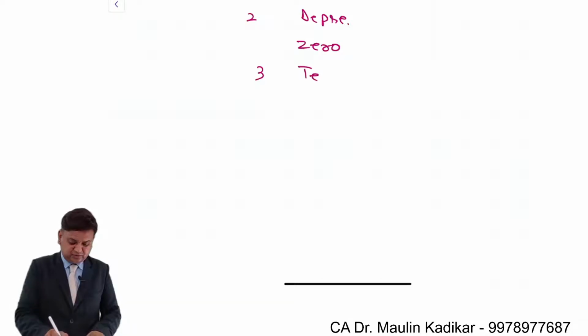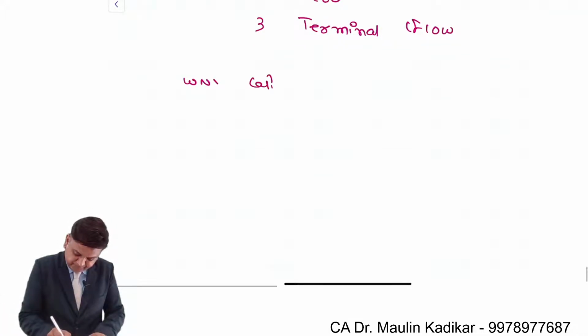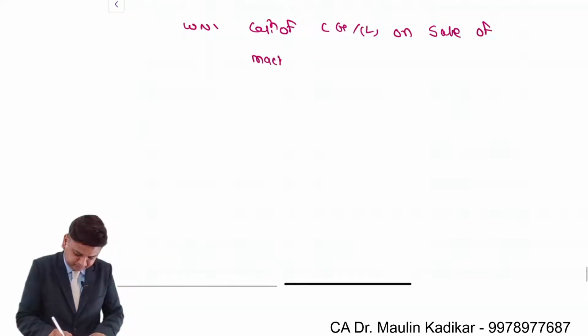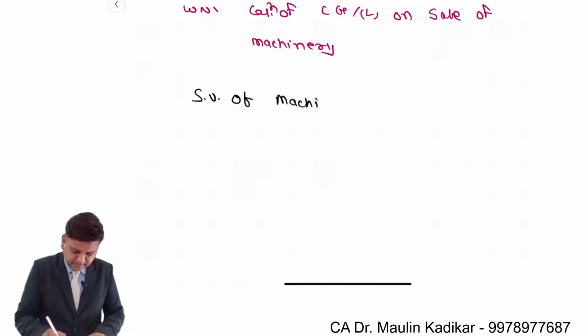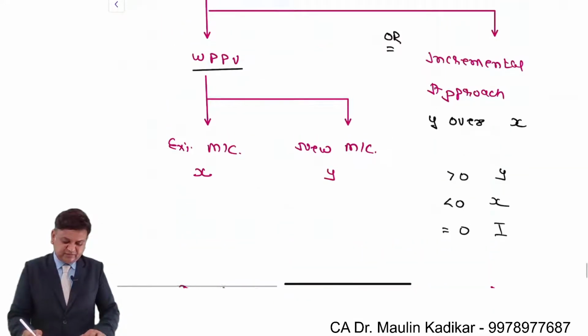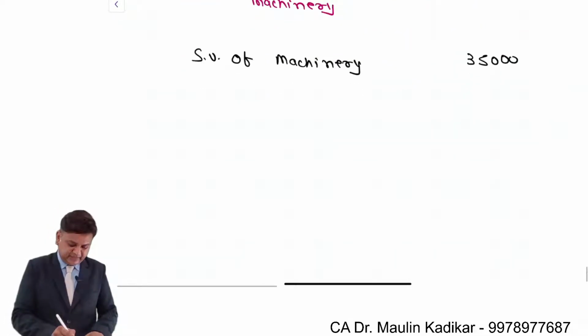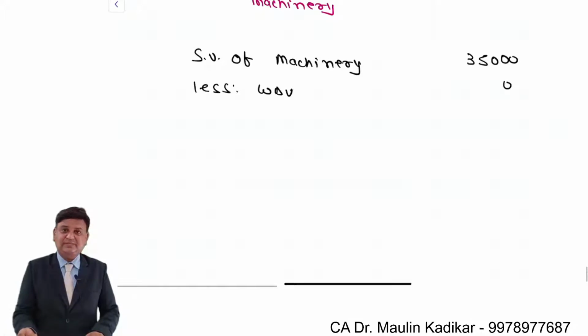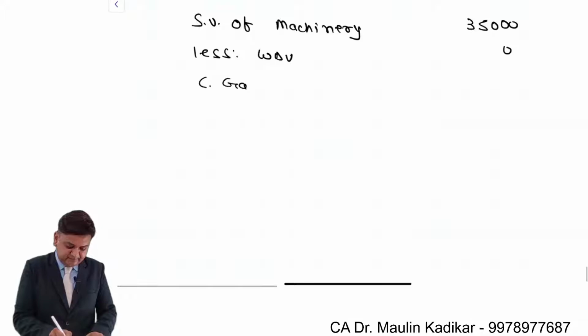Step number three, terminal cash flow. For the terminal cash flow, there are three things. One is the capital gain or loss on sale of machinery. So working out number one, calculation of capital gain or loss on sale of machinery. The sale value of machinery at the end of the fifth year is ₹35,000, because the question provides that if you use the existing machinery for another 5 years, it can fetch a value of 35,000 less WDV. WDV would be zero. Today the WDV is zero, then after 5 years it is of course going to be zero itself. So there is a capital gain of 35,000.